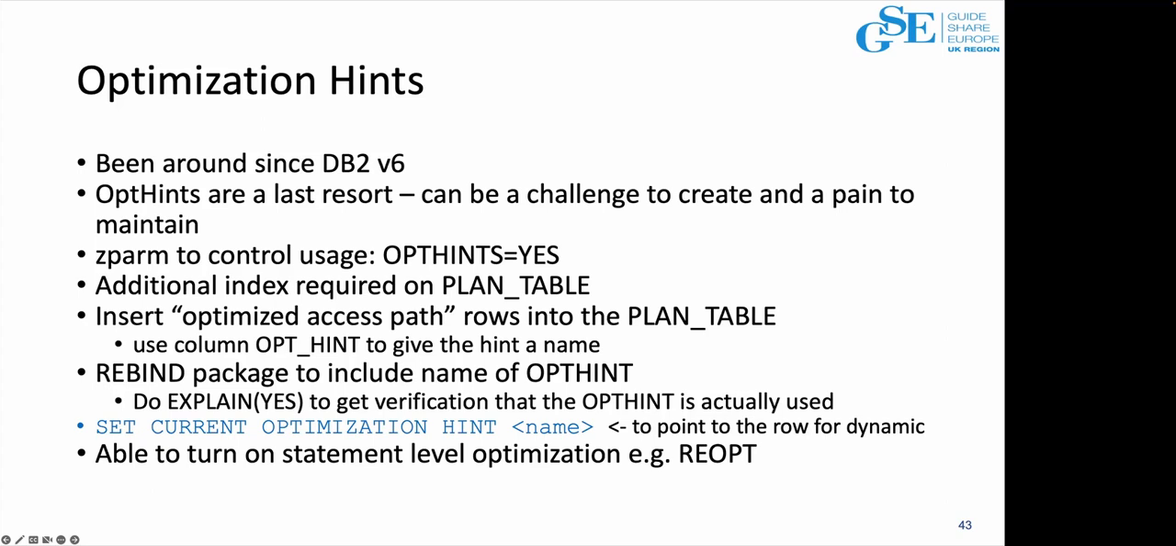You give the hint a name, and then you rebind the package to give it the hint, and you use explain yes to get the verification that the hint was actually used. And if it's dynamic SQL, you can use the set current optimization hint special register to point to the hint row that you want to use.